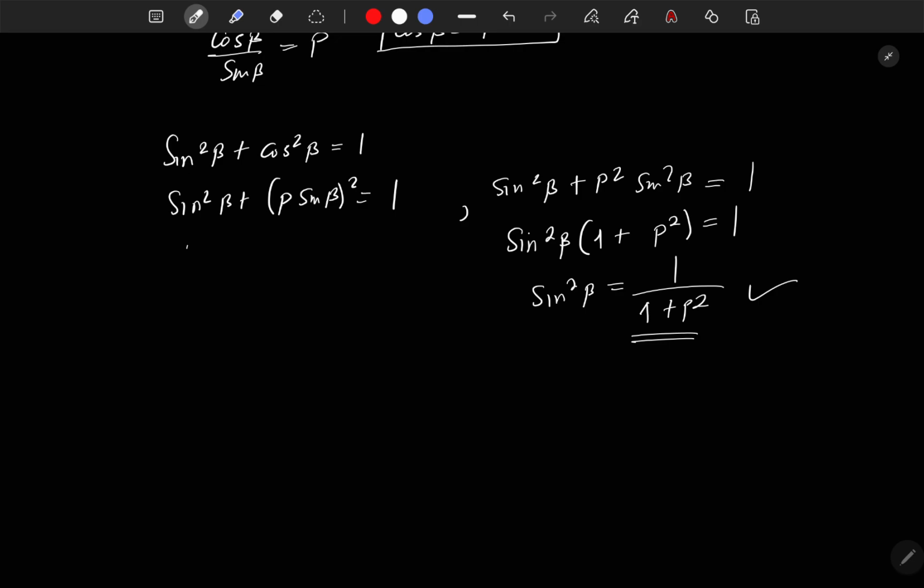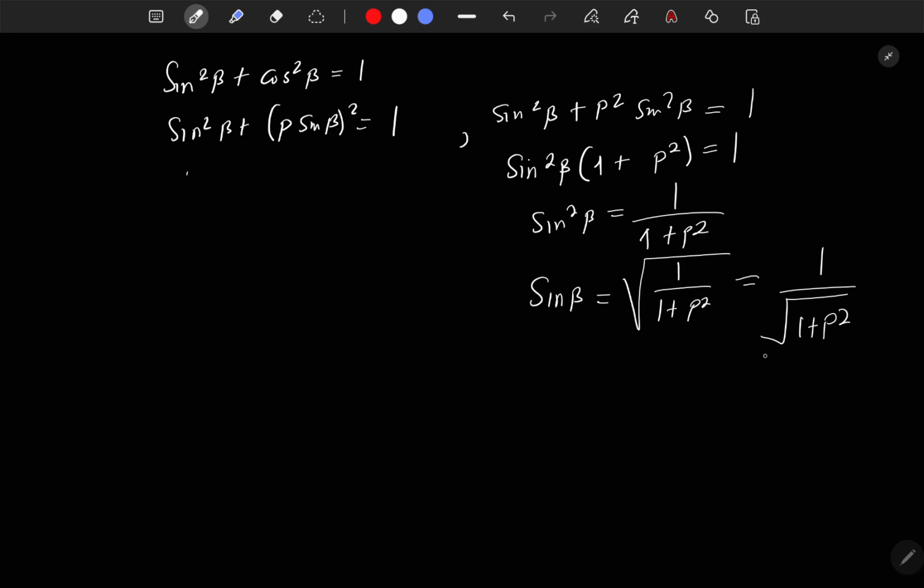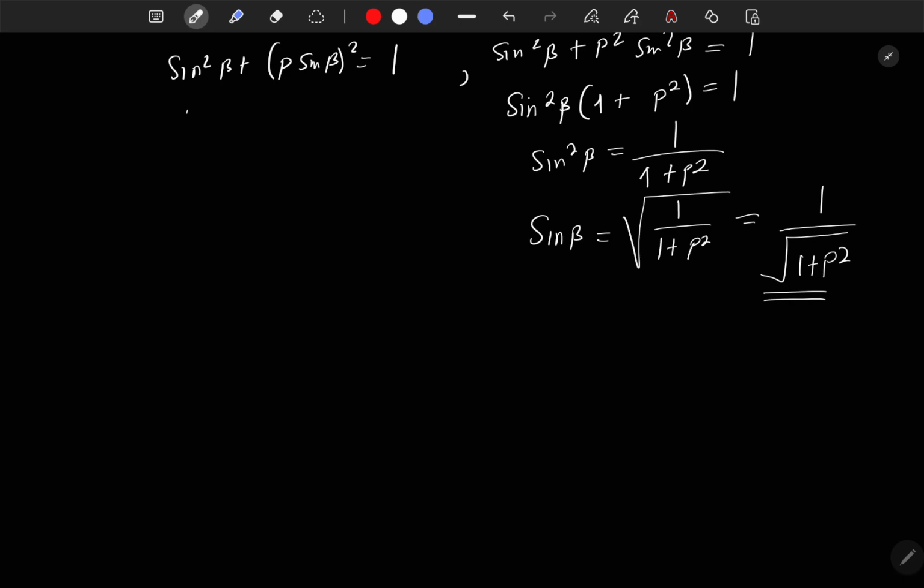Now, we are not done. We need sine beta. Sine beta will be the square root of this: the square root of 1 over 1 plus P squared, which would just give us 1 over the root of 1 plus P squared. This is what we keep. Sine beta has been found. Now we remember we're just taking into consideration the positive root.